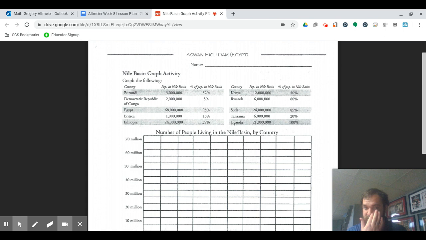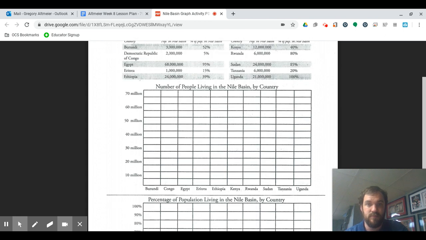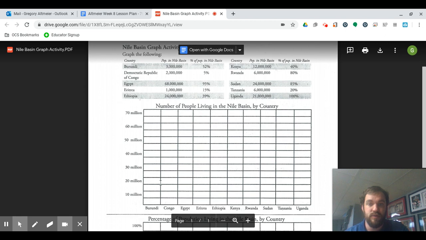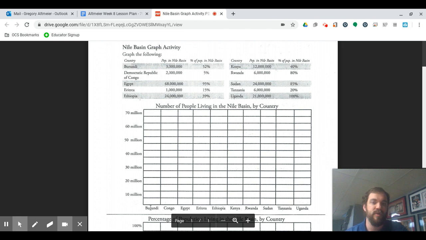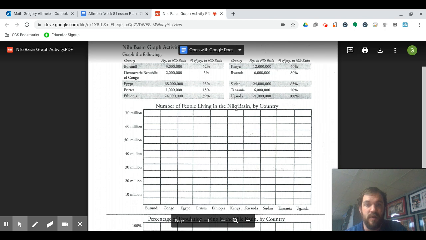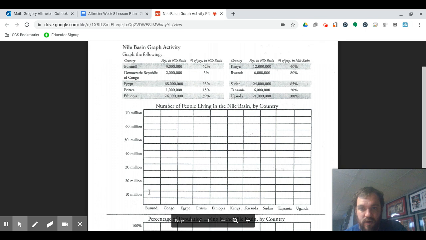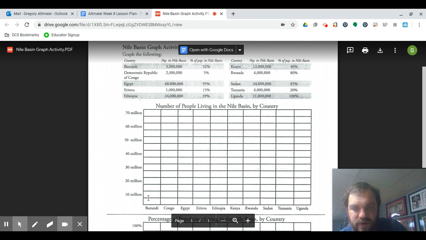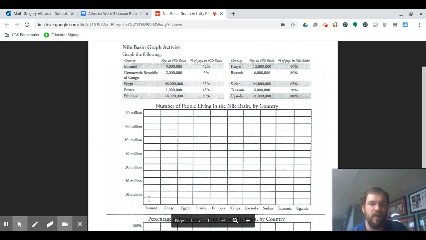You are going to use this data that we have right here to create a bar graph. Okay, we have the countries already down here. So Burundi. Okay, look up here. People living in the Nile Basin by country. So the total population in Burundi, we have 3 million people. All right, so this line right here, that's 10 million people. This is 20, this is 30, this is 40, this is 50, this is 60, this is 70. So all these middle lines are 5. So this right here is 5 million people. All right. This is 3.